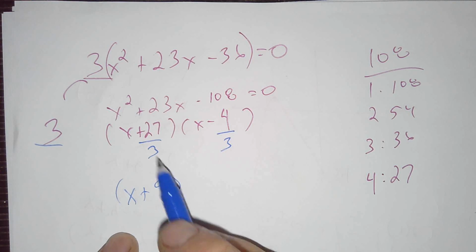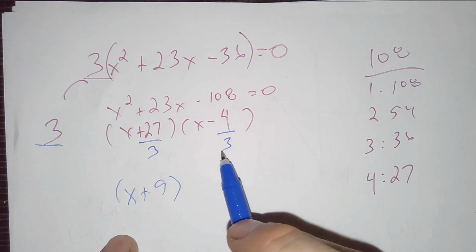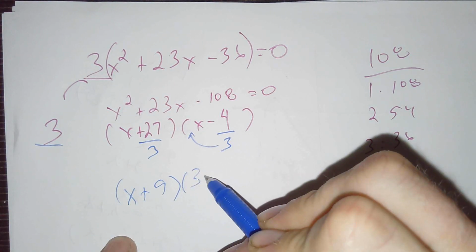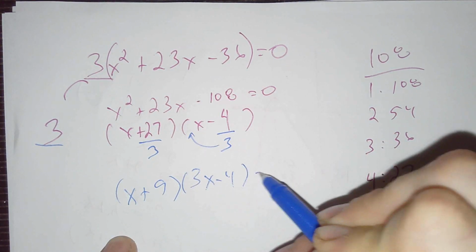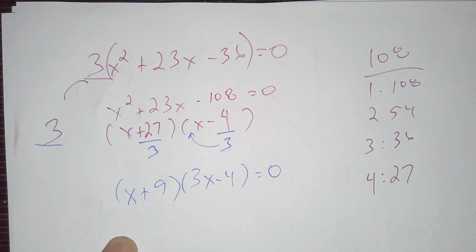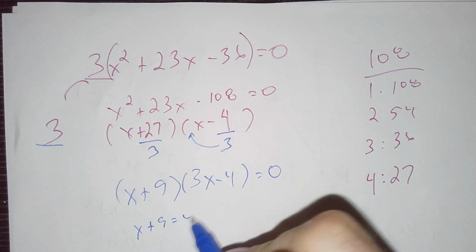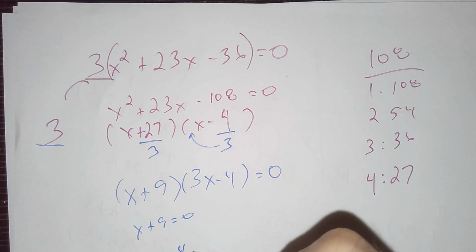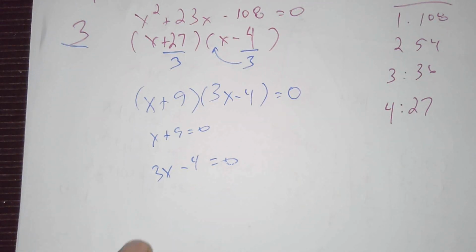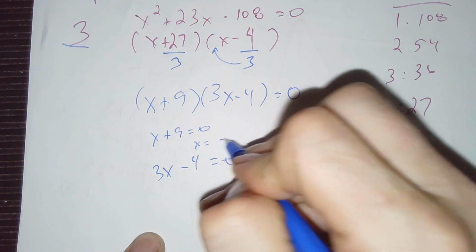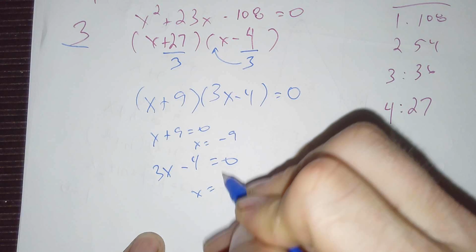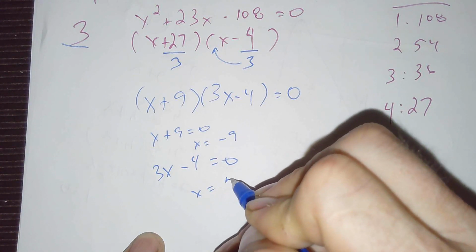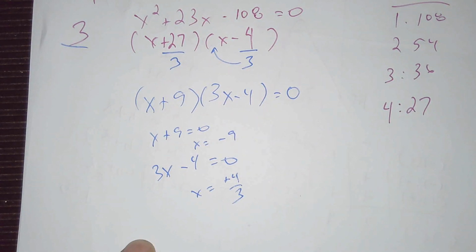Okay, so you make the one that's going to be a whole number. The other one, you slide over here and make that the coefficient of x, so it's x minus 4, right, and that's going to be equal to 0. Right, so I have x plus 9 equals 0, and 3x minus 4 equals 0. So x equals negative 9, and x equals positive 4 over 3. Okay?